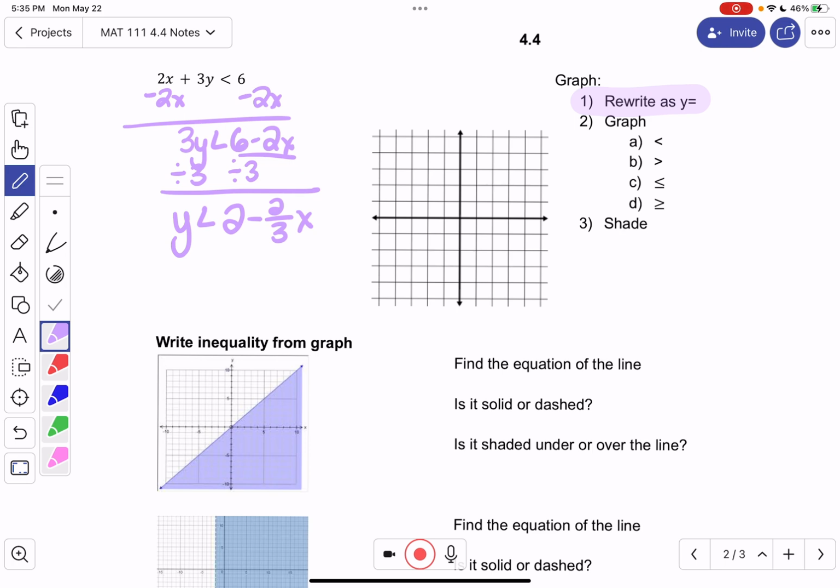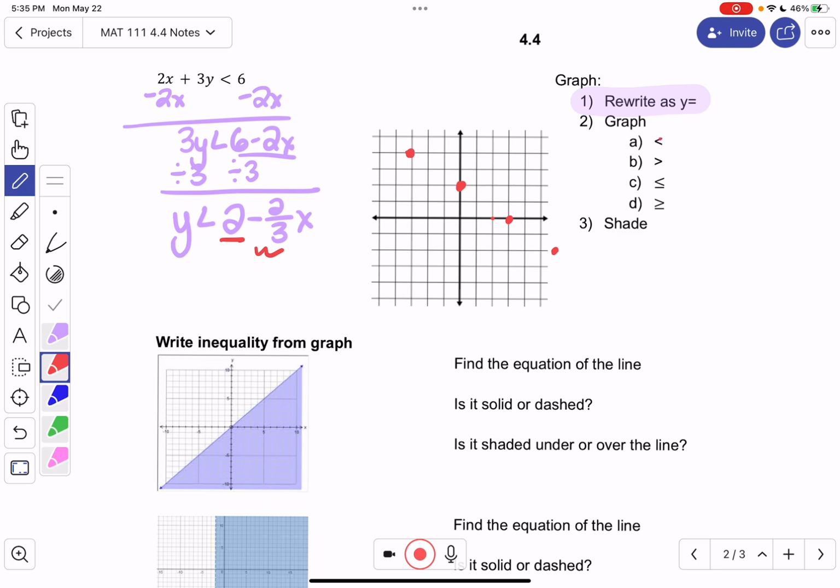Now we're going to graph it. So start by graphing it just like any other line. This is your y-intercept, and then the slope of this one is negative 2/3. So we would go down 2 over 3, down 2 over 3. Those dots would represent the line.